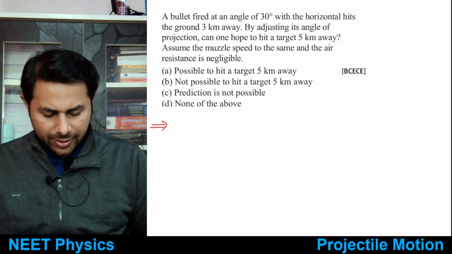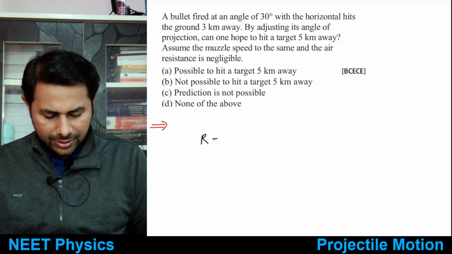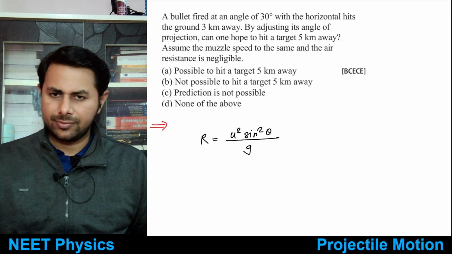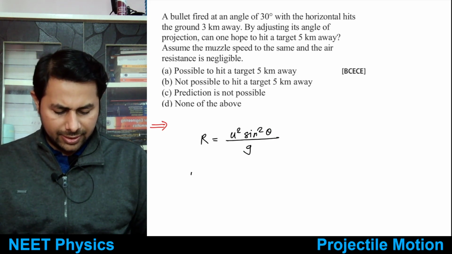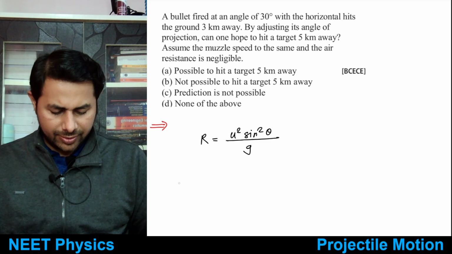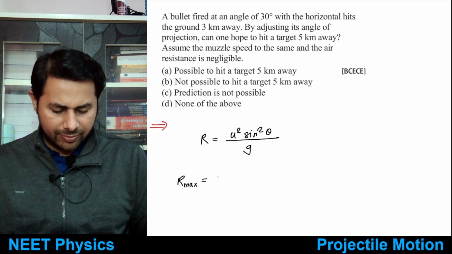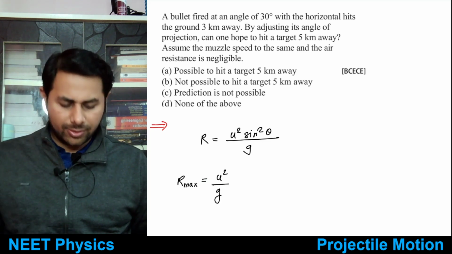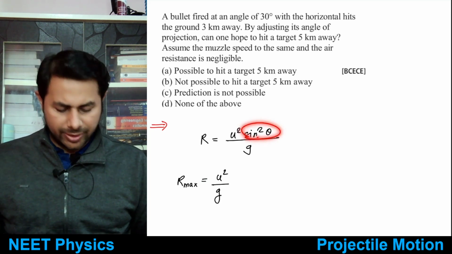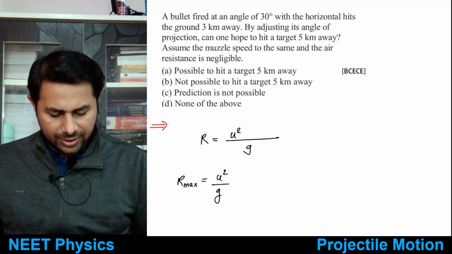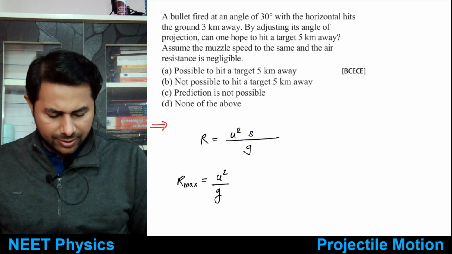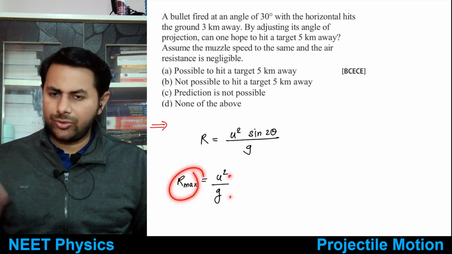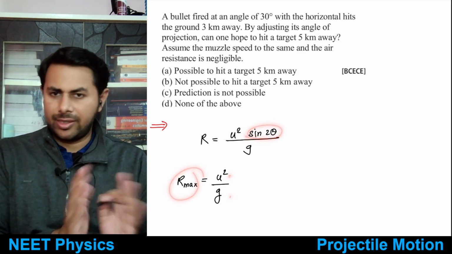Okay, so let's see. You have R = u² sin²θ / g, right? And R max is just equal to what? R max is equal to u²/g. Then this sin²θ becomes what? Oh, what did I write? Sin 2θ. So R = u² sin 2θ / g. So R max is equal to u²/g. Then sin 2θ becomes equal to 1.